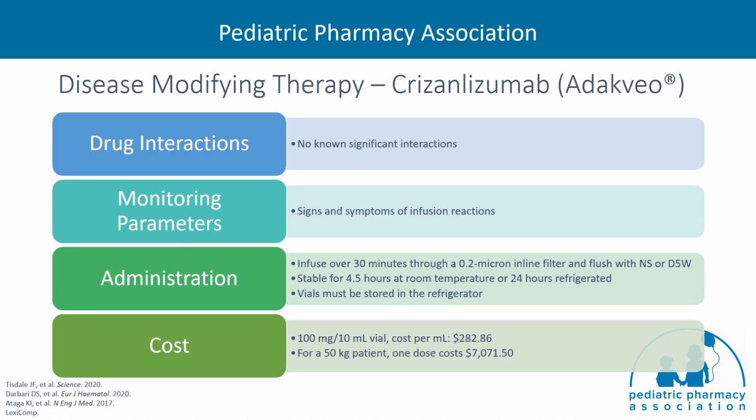From a cost perspective, it is also quite expensive. For a 100 milligram per 10 ml vial, the cost is $282 per ml. So for reference, a 50 kilo patient would have a dose be about $7,000. So again, if a patient does not have insurance, this can be quite cost prohibitive for them.